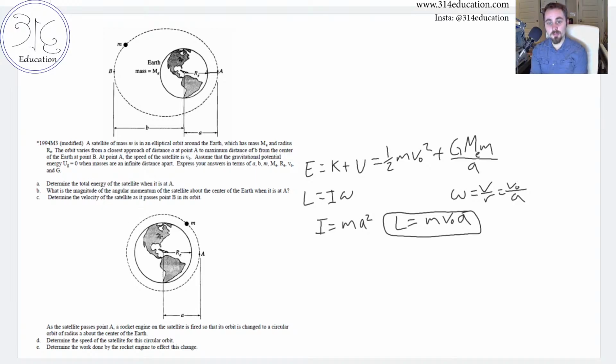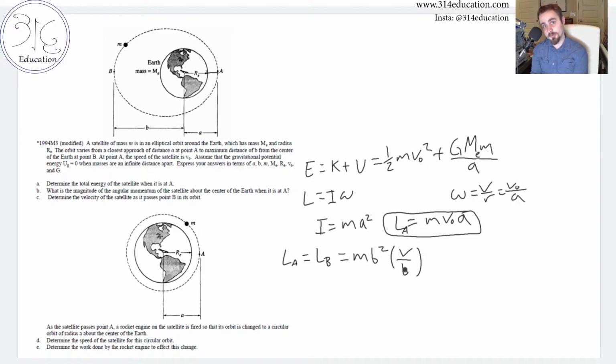C, we've got determine the velocity of the satellite as it passes point B in its orbit. Okay, and there's a couple ways we can do this. I like the method of using conservation of angular momentum. So we expect angular momentum to be constant at both times. That means this initial angular momentum we had at point A is going to equal the angular momentum at point B. Again, we have a point-like mass, but now it's a radius b squared away. That's our I, and we multiply this by an omega, which will be our new v over our distance b.